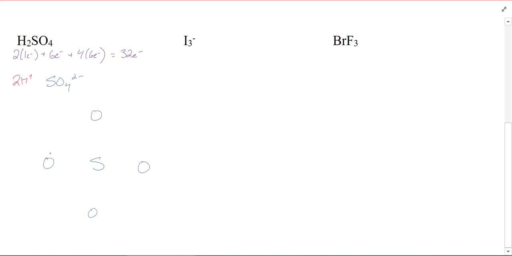SO. 2, 4, 6, 8, 10, 12, 14, 16, 18, 20, 22, 24, 26, 28, 30, 32. All right. Why? Well, I have 6 electrons plus 4 times 6 electrons plus the 2 electrons. So I still have 32 electrons. And so that would be how it's distributed, isn't it?